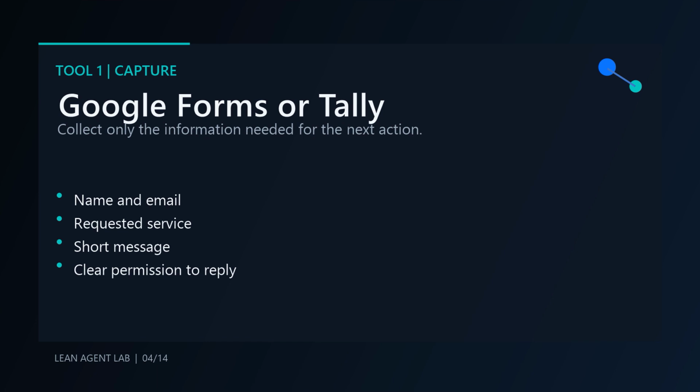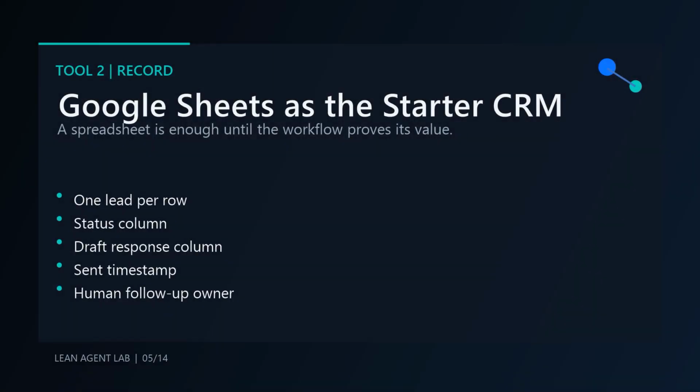Do not collect sensitive information simply because the form allows it. Every extra field creates friction for the customer and more data for you to protect. The form should answer one question: what does the business need to know in order to take the next responsible action? Component 2 is Google Sheets.